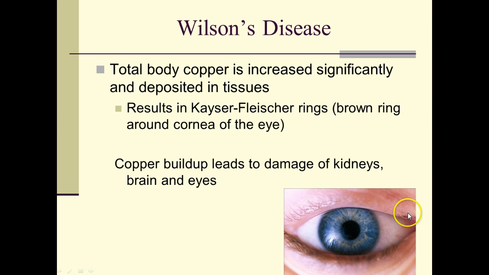I'm going to talk about Wilson's disease here. Wilson's disease is where the total body copper is increased so significantly that it is deposited in the tissues. And I put this here because we talk about ceruloplasmin, so I kind of talk about copper. But this results in Kaiser-Fleischer rings, or a brown ring around the cornea of the eye. You can kind of see me pointing at it here. That copper buildup can cause damage of the kidneys, brain, and the eyes.